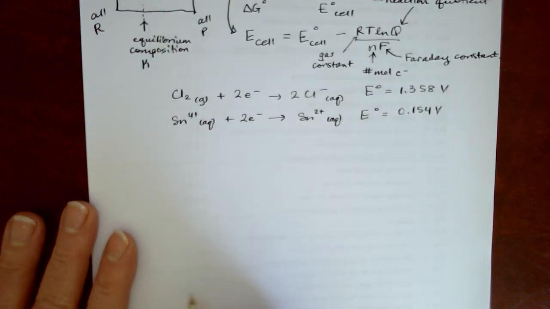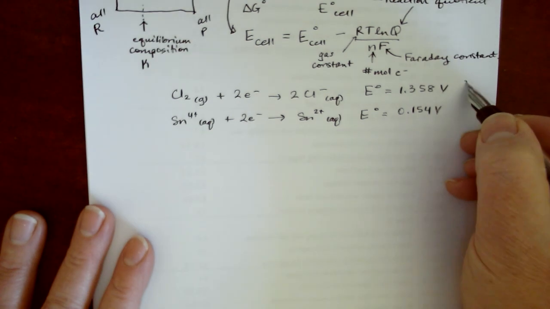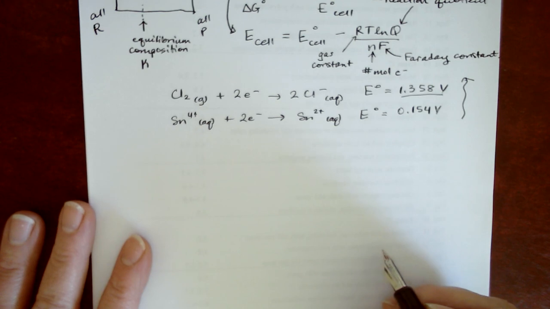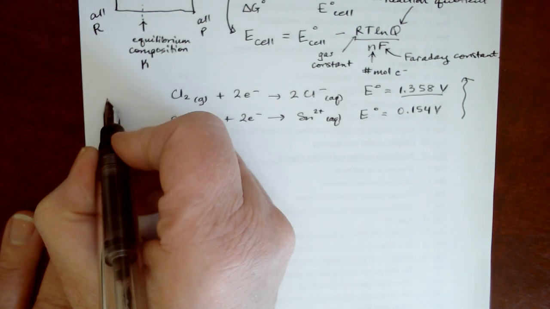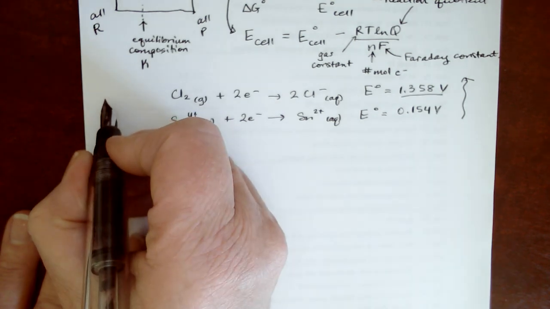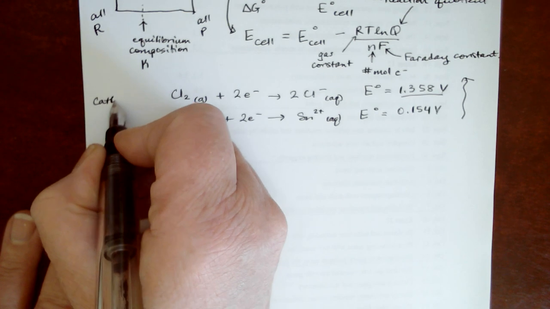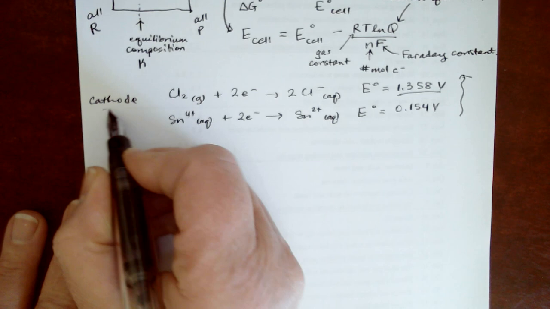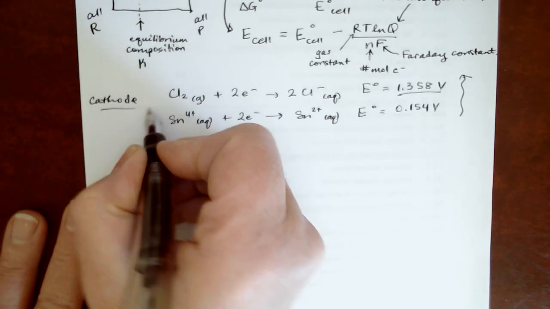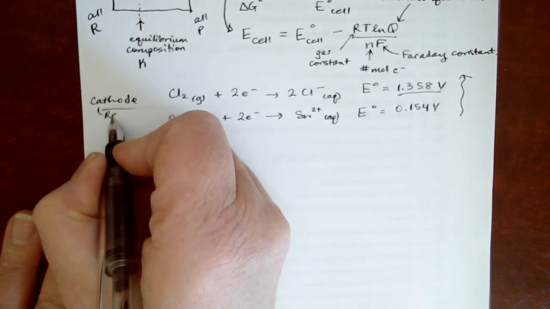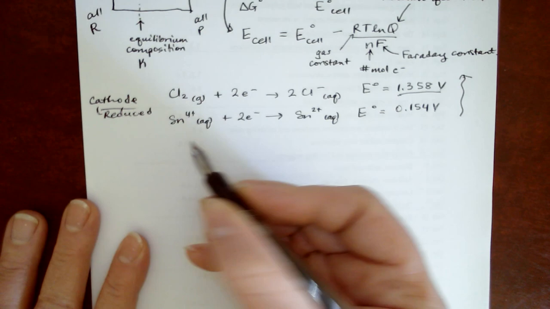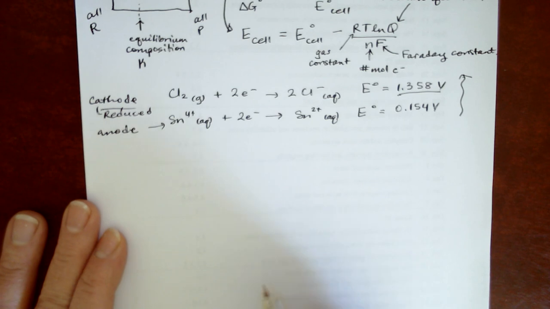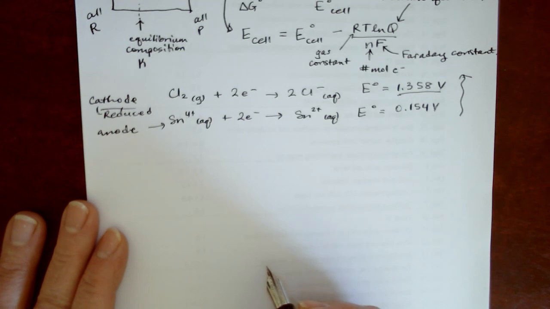So here's our reminder, which is that if things are higher in their cell potential on the reduction potentials, that means that they are probably going to be the cathode because there is more energy released when they are reduced. Okay, so cathode is reduction, and the tin is then going to be the anode.